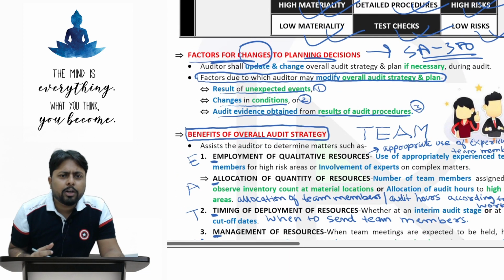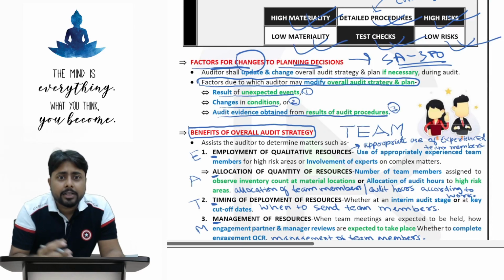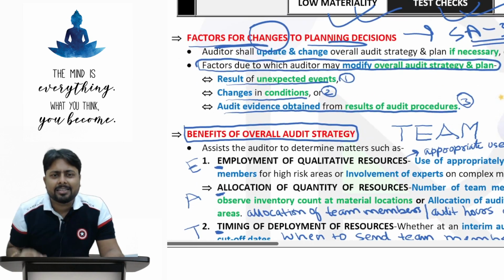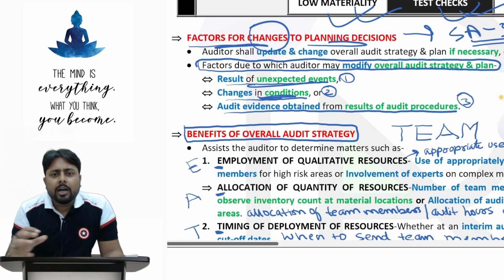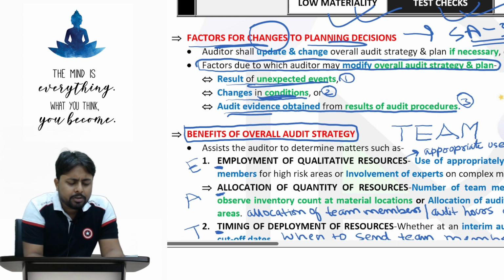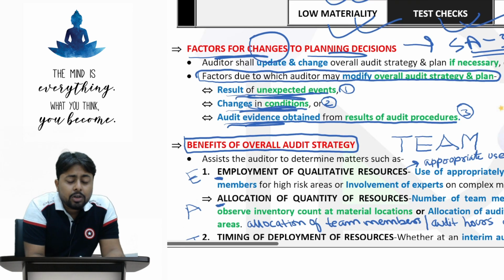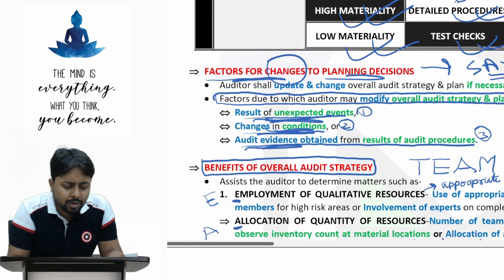How can your planning change? What are the factors because of which your planning will change? I am telling you, guys. First, the result of an unexpected event. Something unexpected happened, so planning should change. Second, a change in condition. Don't you think your planning should change? Yes. Third, you obtain some audit evidence, the result of audit procedures, then your planning should change. So these are the three factors because of which your planning should change: change in condition, the result of some unexpected event, and audit evidence obtained.